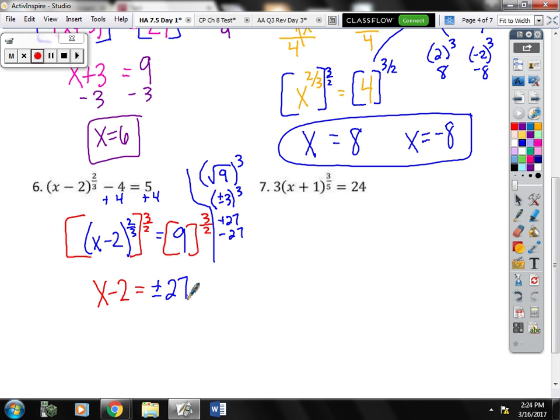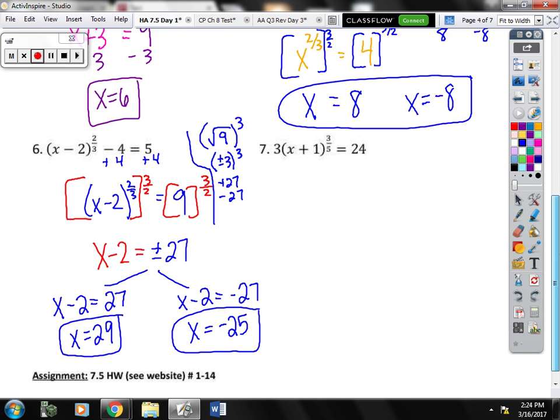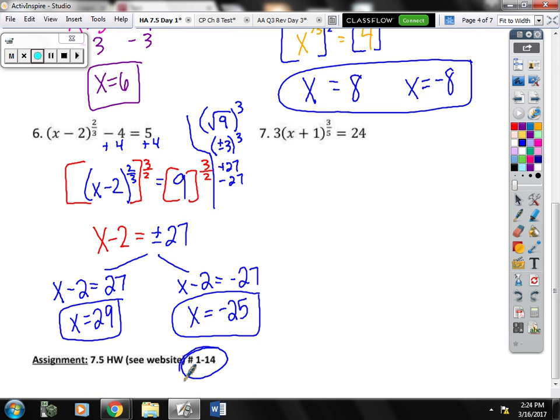But now x isn't solved for. You actually need to set up two separate equations from here. One where x minus 2 equals a positive 27, and one where x minus 2 equals a negative 27. Solve each one, so we'll get two answers. One of them is 29, and the other will be negative 25. Okay? You are only completing 1 through 14. So when you follow my teacher page, you're going to see 1 through 30. You're only doing 1 through 14 today. Alright, tomorrow we'll do the rest after we complete the notes.